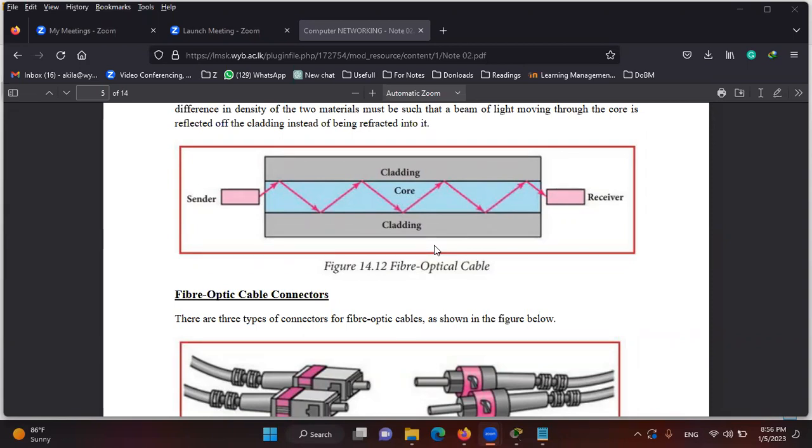So normally these fiber cables are used to connect long distance devices.